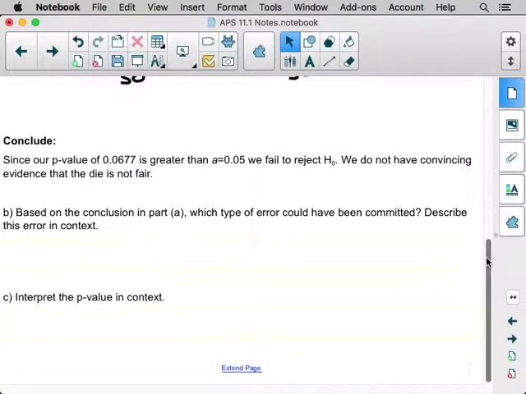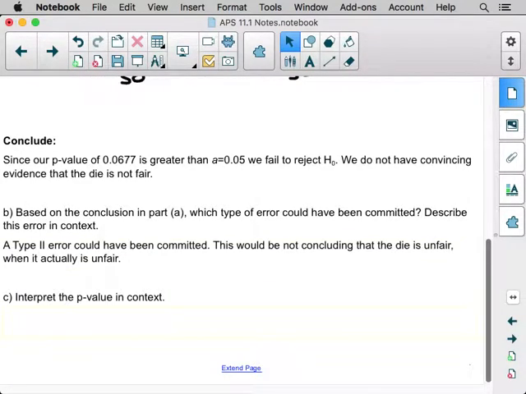All right. This time, based on the conclusion that we just made, which type of error could we have made? Type 2, because we failed to reject the null. We didn't conclude the dice isn't fair. But what if that was wrong? Okay? Isn't that how we would interpret it also? That the type 2 error would mean that we don't conclude the dice isn't fair when it actually is unfair. That's what the mistake would be.